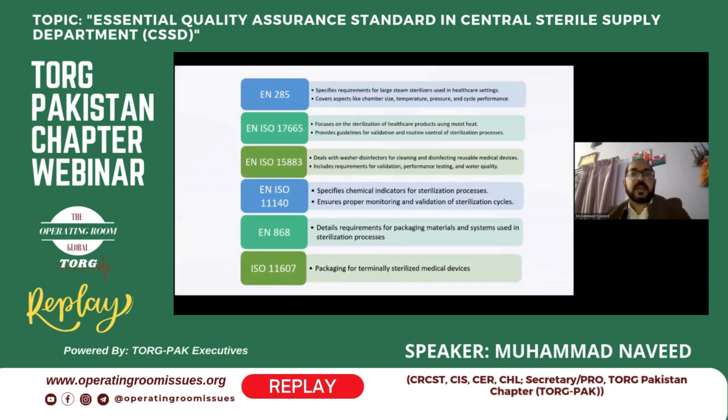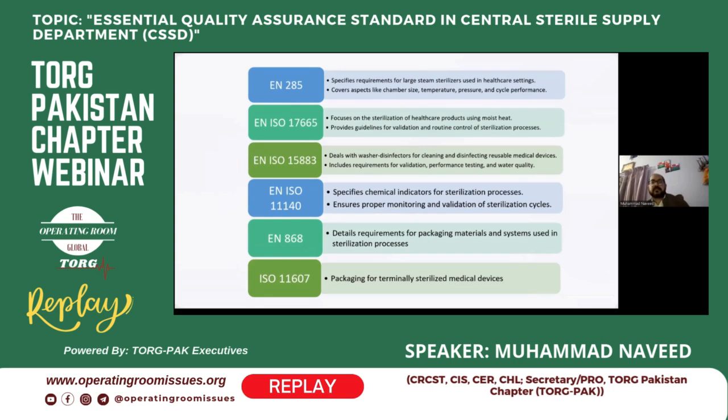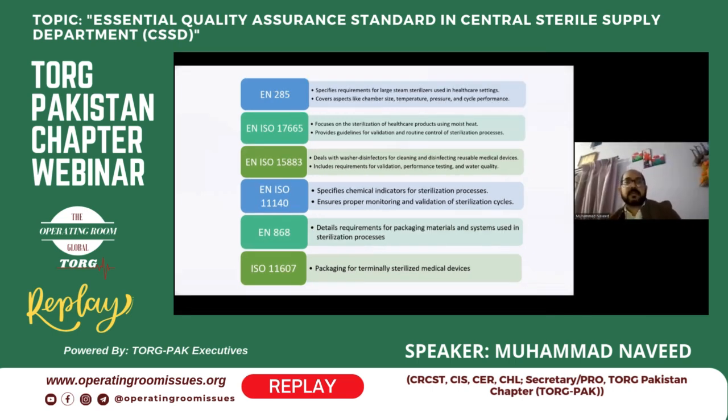EN 285 specifies the requirements for large steam sterilizers used in healthcare settings. These standards tell us, depending on our healthcare setting, which hospital, how many beds, how large our hospital is, which system we require to sterilize the items. That standard tells us about these things. Suppose we have a 400 bedded hospital, so which specific instruments or machines we need to cover that hospital.